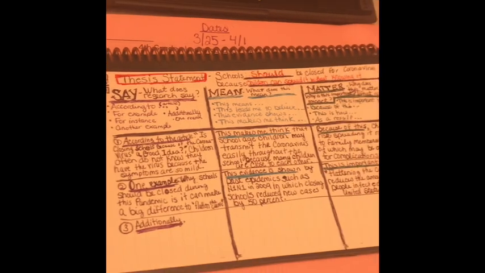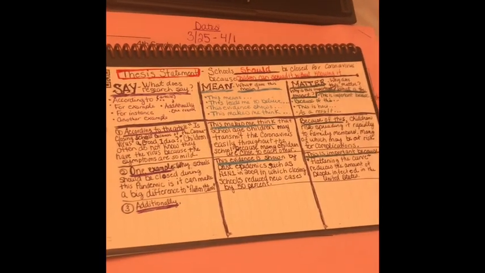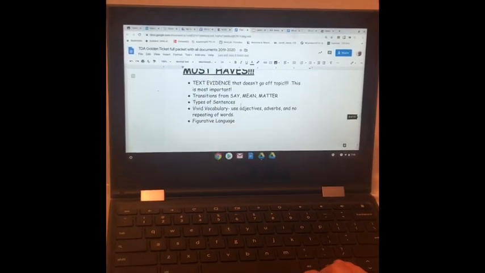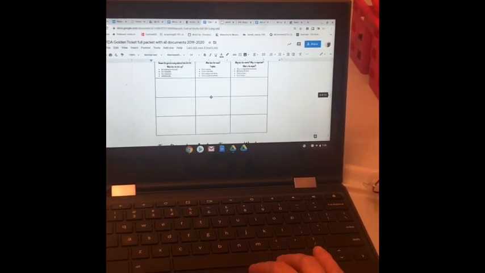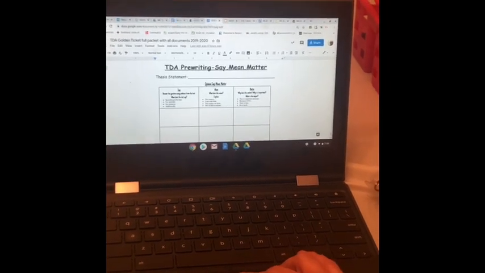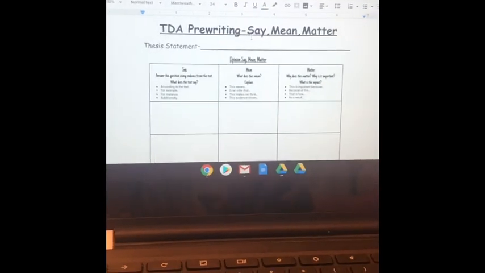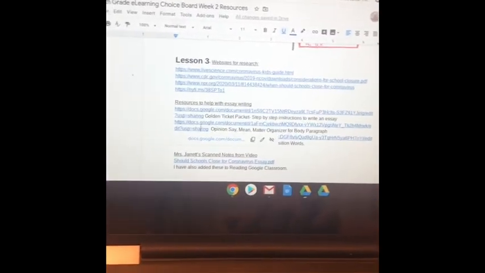Now, our next step is our body paragraph. In our body paragraph, we use say, mean, matter. Now, I've also included this in your packet, and I have changed this up here for your pre-writing strategy for say, mean, matter, because it already writes your body paragraph for you. But I have included these in your resources to help you. You can see here.